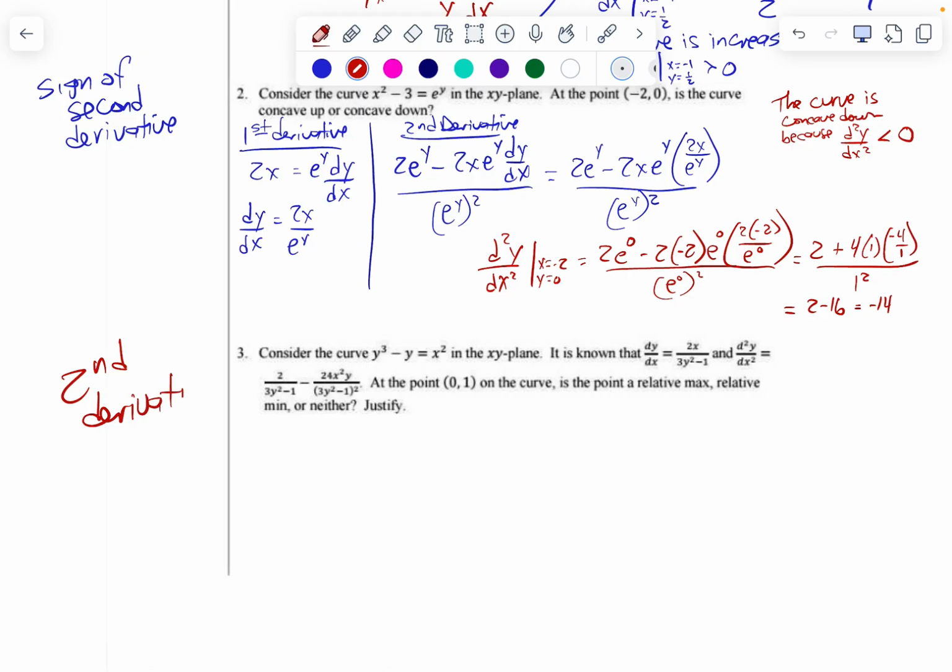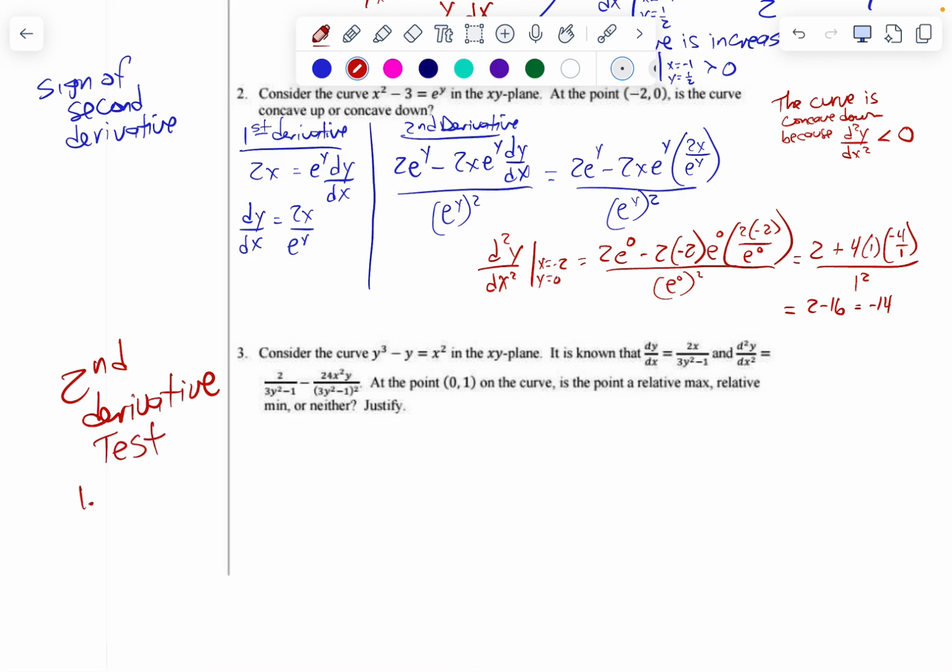Could you do it with just the first derivative? Can you determine if a point is a max, min, or neither using only the first derivative? Yes. You just have to make the little table. Find the critical points and then decide where it goes negative to positive, positive to negative. It might be more work in this case, but you can.